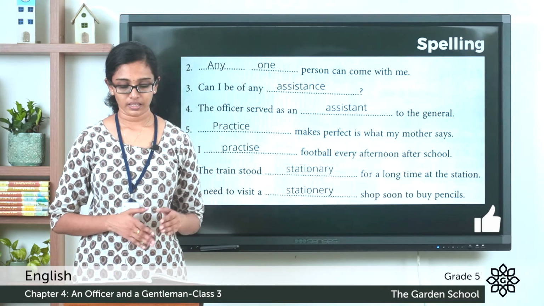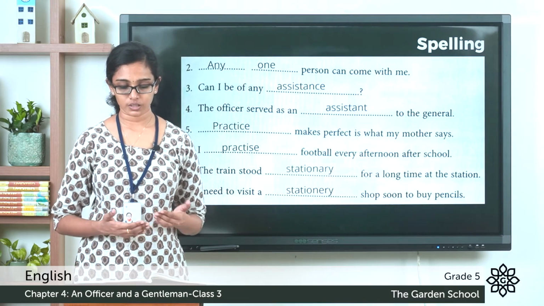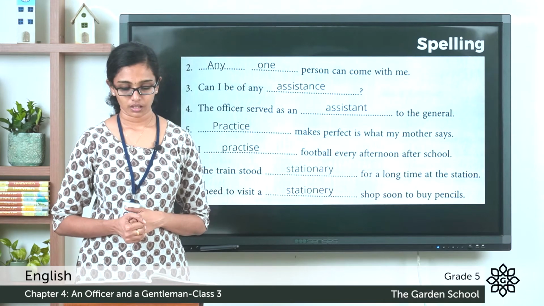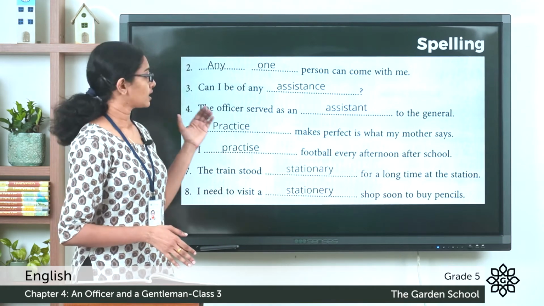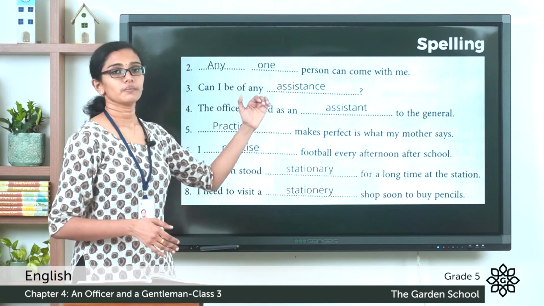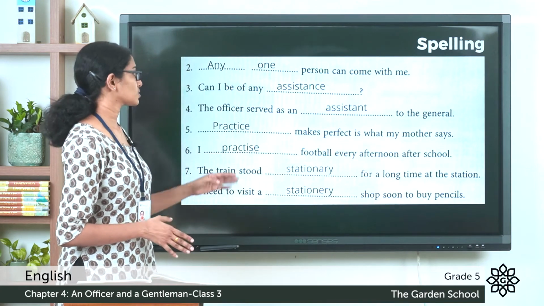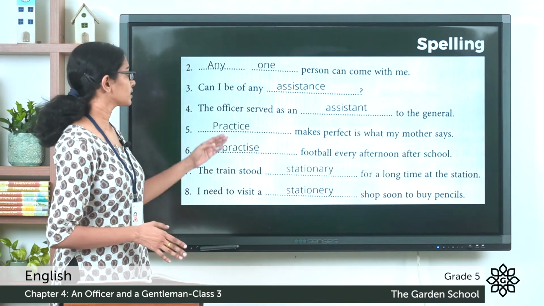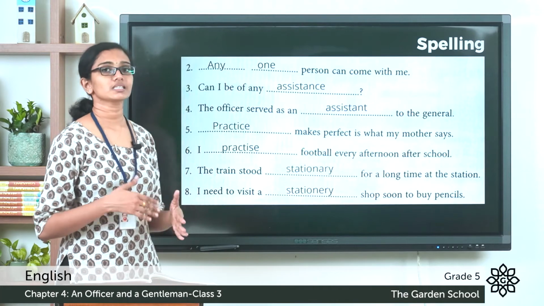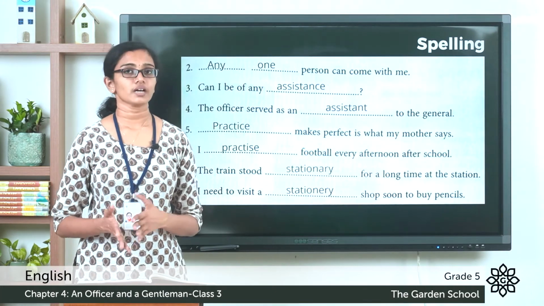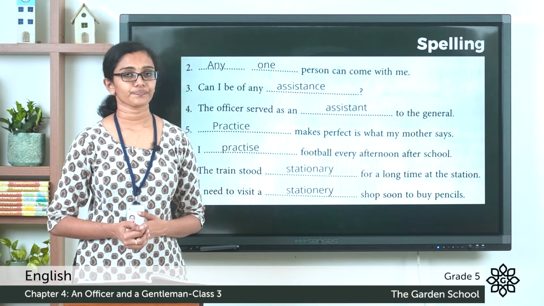And question 5, dash makes perfect is what my mother says. So that's a proverb. Practice makes perfect is what my mother says. You see the difference in the spelling here? The word practice with the ending CE. It is a noun. It is the action itself.